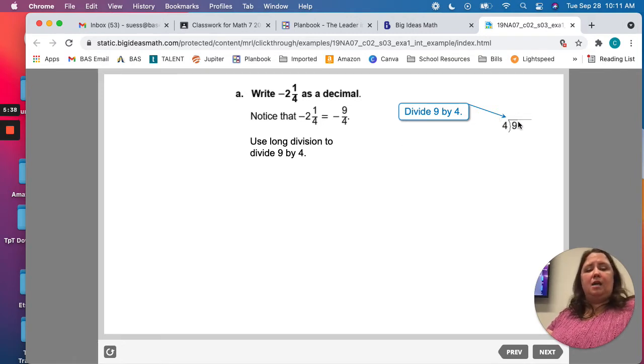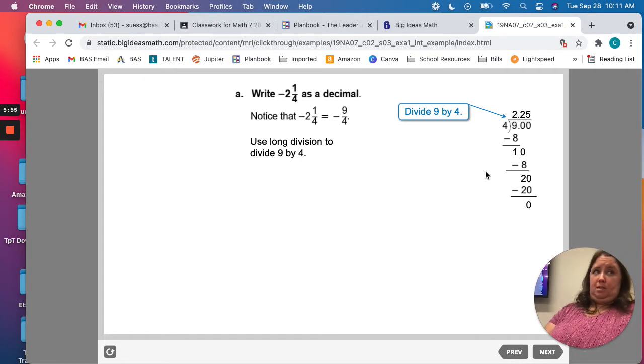4 goes into 9. How many times? 2 with 8. So we subtract. We get 1 left over. 4 goes into 10 twice, which is 8. Get 2 left over. You subtract again, you get 5. That's great. Okay? But there's an easier way to do this. Shall I teach you the easier way?